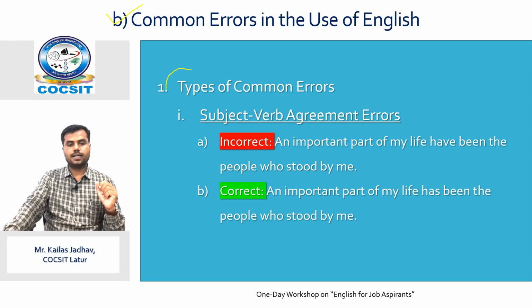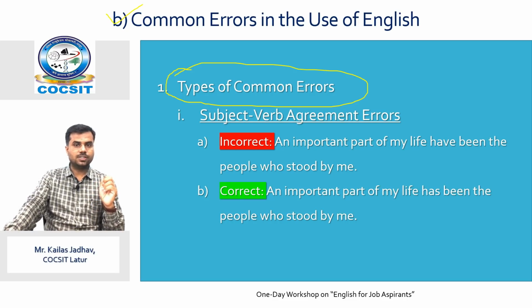So let us understand the first common errors and their types, because there are going to be some questions based on common errors. Four or five questions will be asked in any aptitude test, any verbal ability test or English language test for placement. So subject verb agreement is the first type of common error.